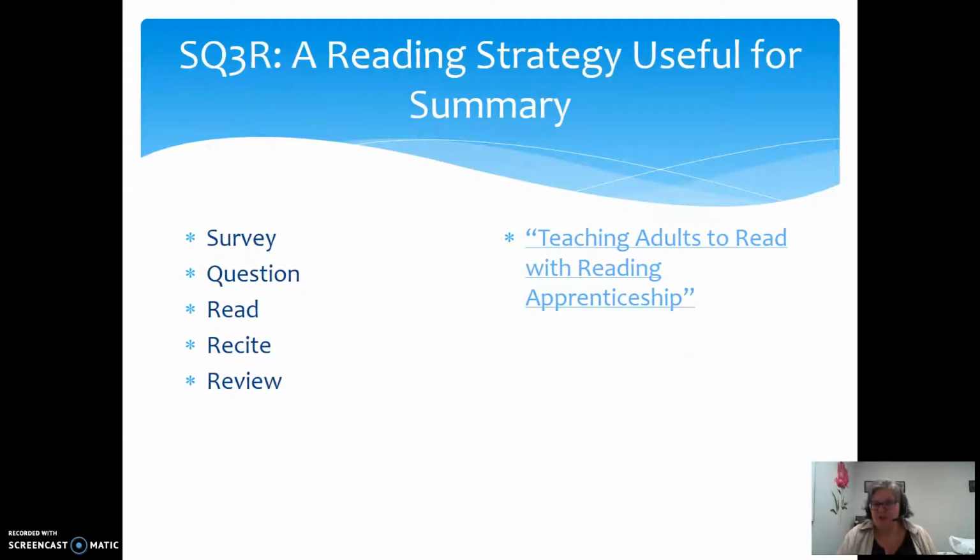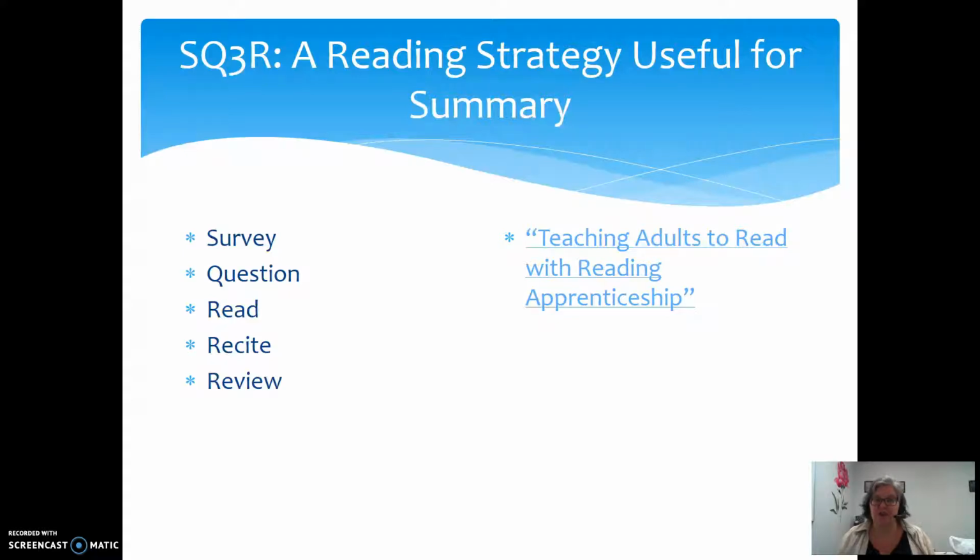So I'm going to talk to you a little bit about strategy for this. SQ3R is a reading strategy that's really useful for summary. They sort of lend themselves together. All right, and SQ3R stands for Survey, Question, Read, Recite, Review. It's a way of going through a text so that you really understand it.